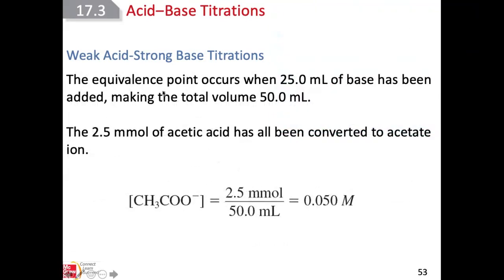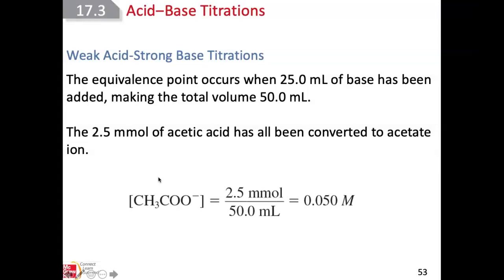So now this is the equivalence point. At the equivalence point, we added 25 ml of a base. And as you can see, the total volume is 50 ml because 25 ml of a base is added to 25 ml of acid. Okay. So all the acid is gone, and we will have 2.5 millimole of acetic acid converted into the acetate ion.